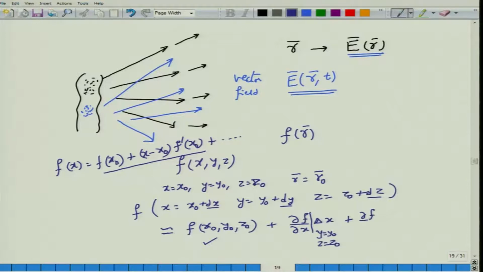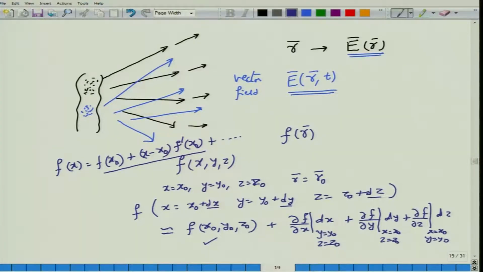And then you have the contribution because of the change in the y direction, that would be del f by del y, delta y. Again this del f by del y should be evaluated with x equal to x naught and z equal to z naught. Finally you have a contribution from the partial derivative of f with respect to z evaluated at x equal to x naught and y equal to y naught, multiplied by delta z. Or rather in this case delta x is dx, delta y is dy and delta z is dz. So, let me rewrite all that.